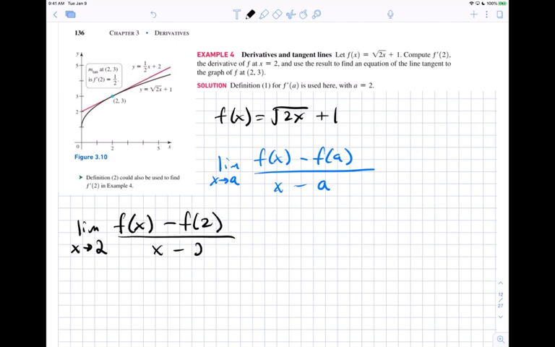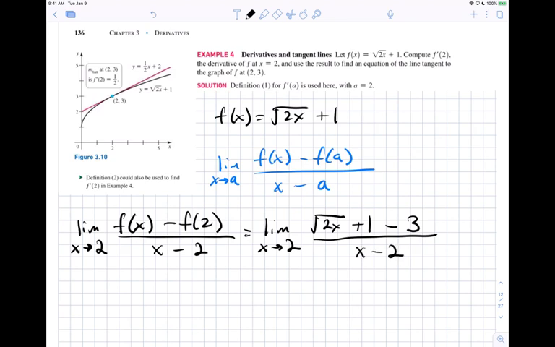Let's move forward with this idea. Notice we can't just plug in 2 because we're going to get 0 over 0, so we need to manipulate it. So we have the limit as x approaches 2, f of x is the square root of 2x plus 1, minus, now f of 2 should be 3, right? Square root of 4 is 2. Yeah, it's going to be 3 over x minus 2.